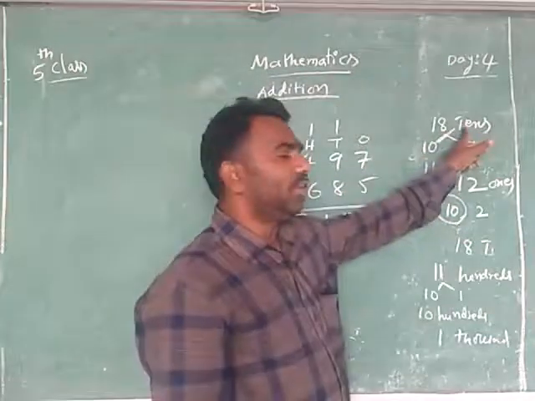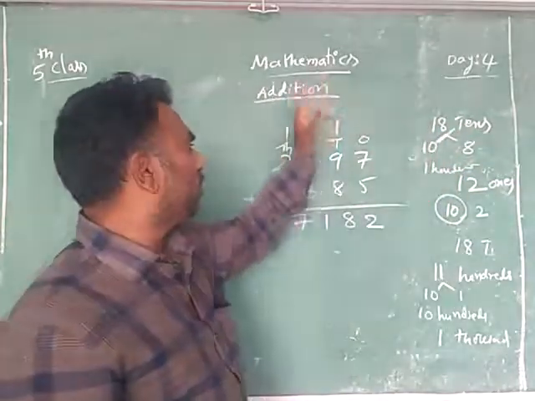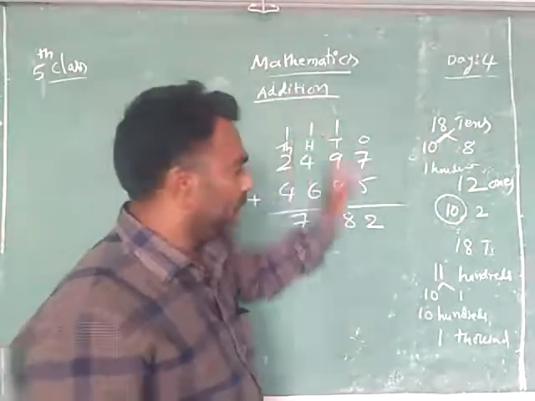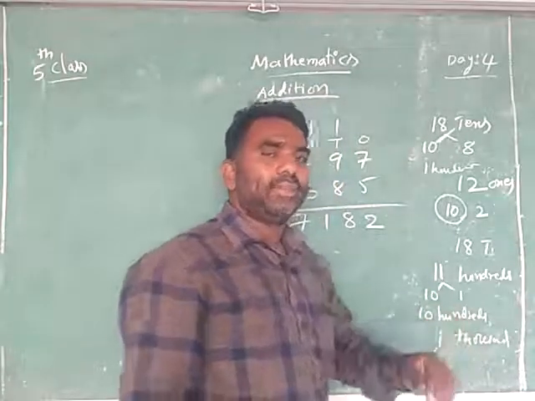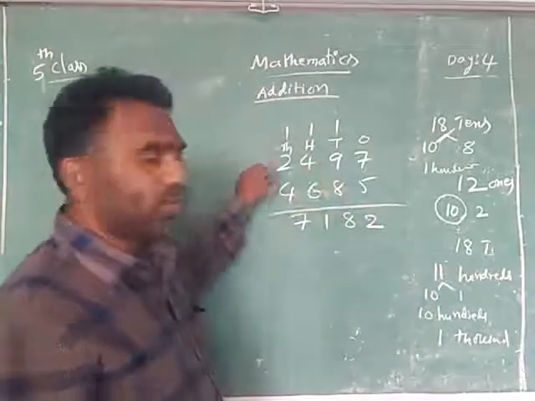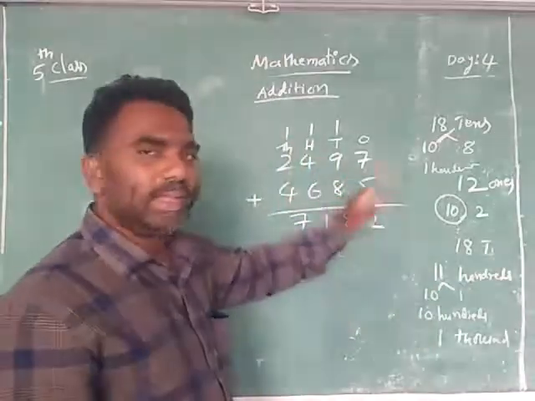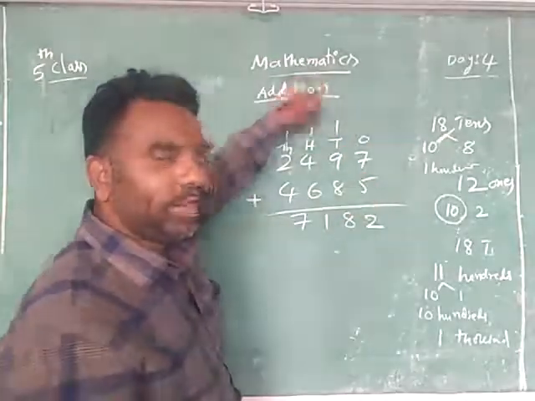Here 10 tens are left. 10 tens means 100. That's why we are joining that 100 in the hundreds line. Here 10 hundreds are left. 10 hundreds means 1000. That's why that 1000 will be in the thousands line. That's why we are taking the carry, and we join the carry in that line for that purpose.